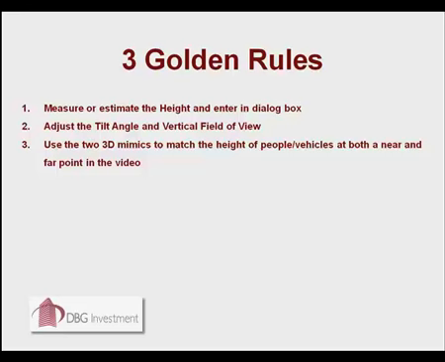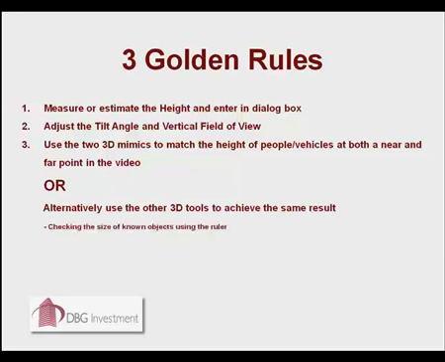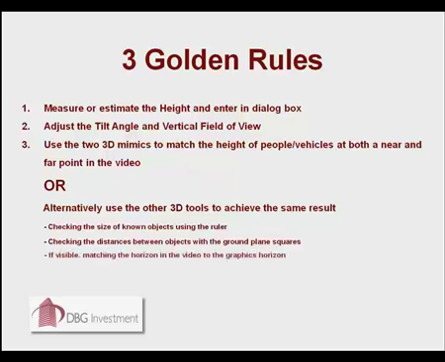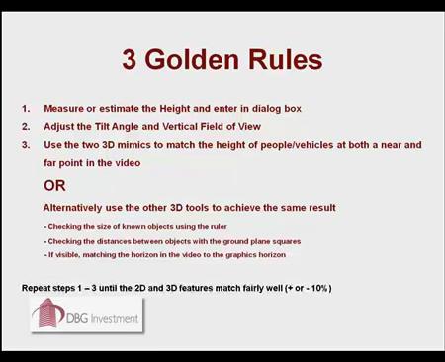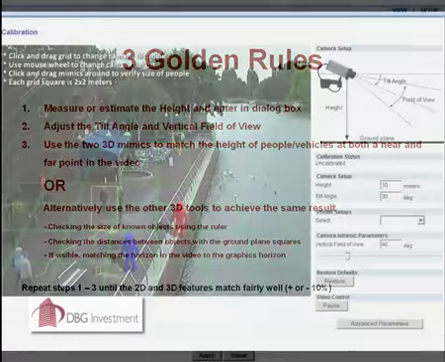and far point in the video, or alternatively use the other 3D graphical tools to achieve the same result, which involve checking the size of known objects using the ruler, checking the distances between objects with the ground plane squares, which are 2 by 2 meters in size, if visible, matching the horizon in the video with the graphics horizon line. Repeat steps 1 to 3 until the 2D and 3D features match fairly well. Plus or minus 10% is normally accurate enough.